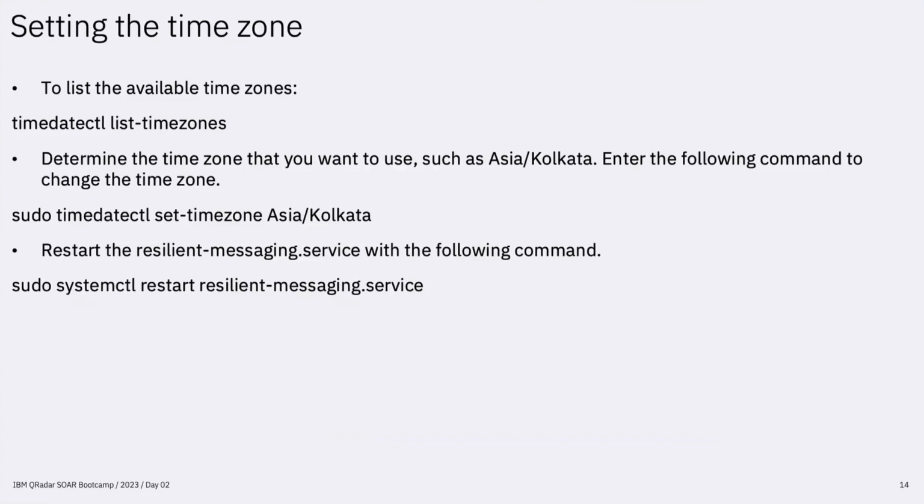Now the SOAR platform uses dates for different purposes and therefore needs to know the time zone of your location. By default, the SOAR system time zone is set to UTC. So if you wish to change, these are the steps that are involved. So to list the available time zones, you run the command timedatectl list-timezones. It'll present you with a list of options. So let's say we belong to Asia Kolkata time zone. So to set this, we run the command sudo timedatectl set-timezone followed by Asia/Kolkata.